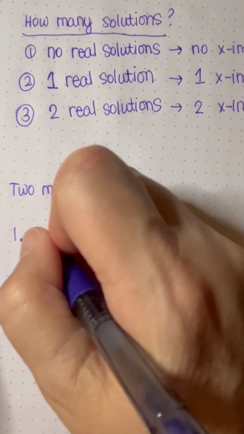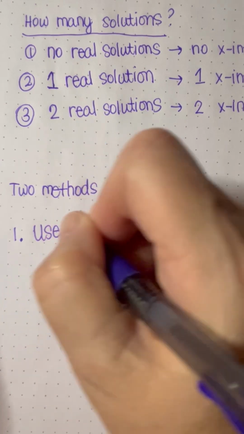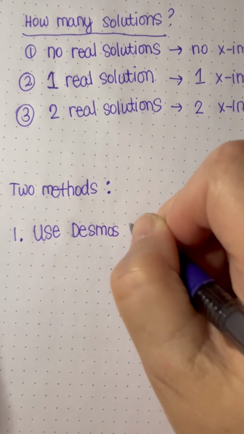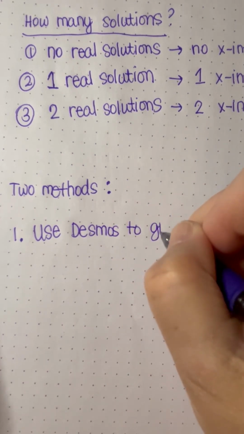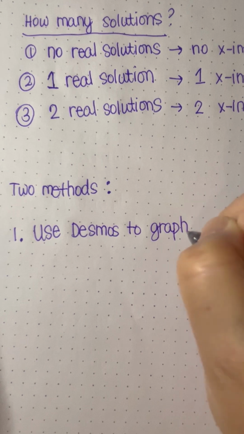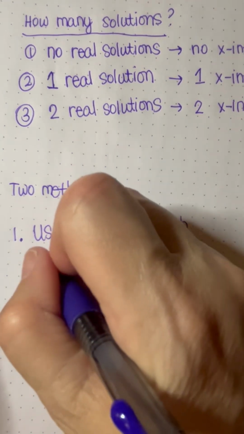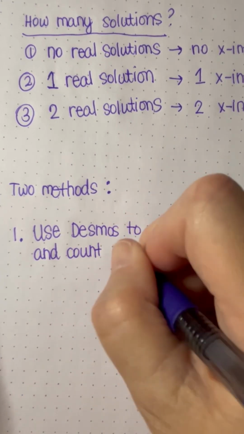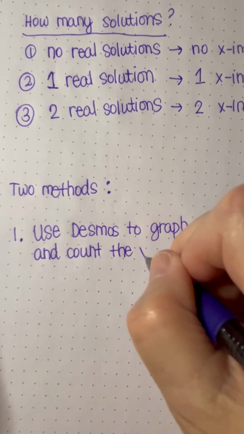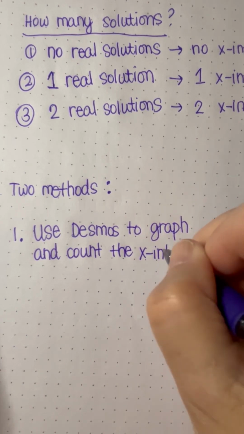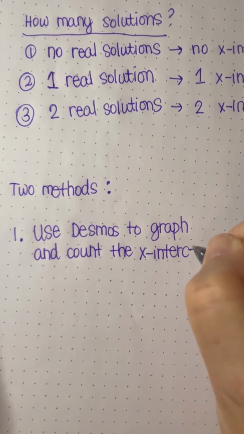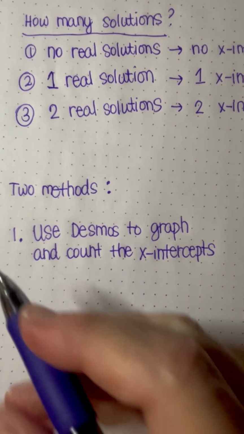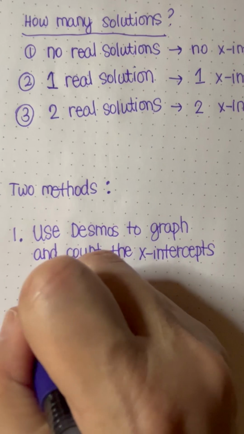The first method is use Desmos to graph. So use Desmos to graph and count the x-intercepts. This, by far, will be the easier of the two methods. So let me give you some examples.